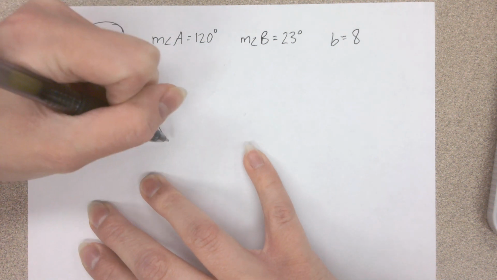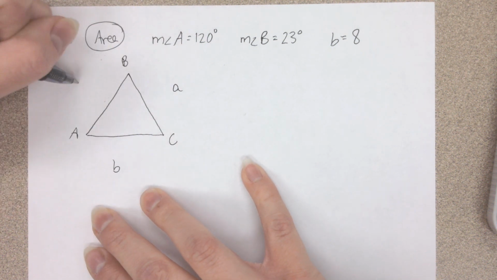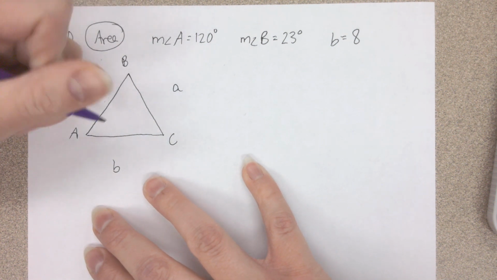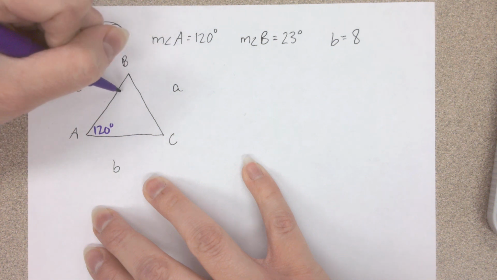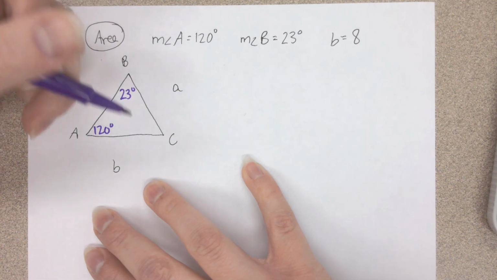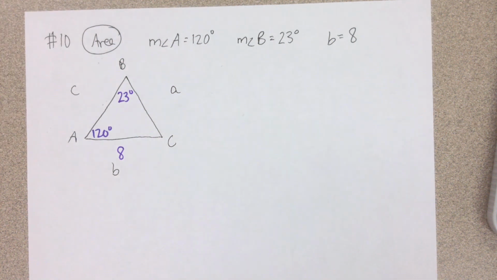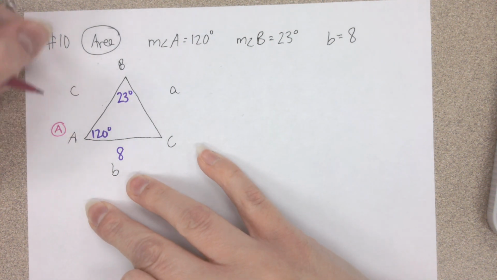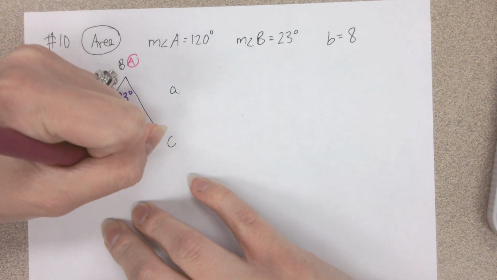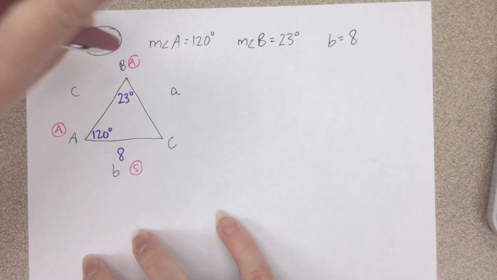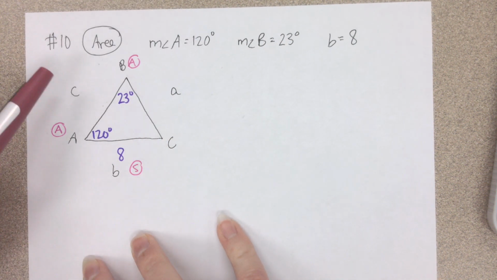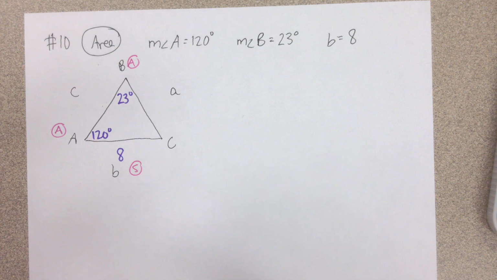A, B, C. Little a, little b, little c. Angle A is 120. Angle B is 23 degrees, and side B is 8. We have two angles and then a lonely side. So this is AAS since the S is not between the two angles.